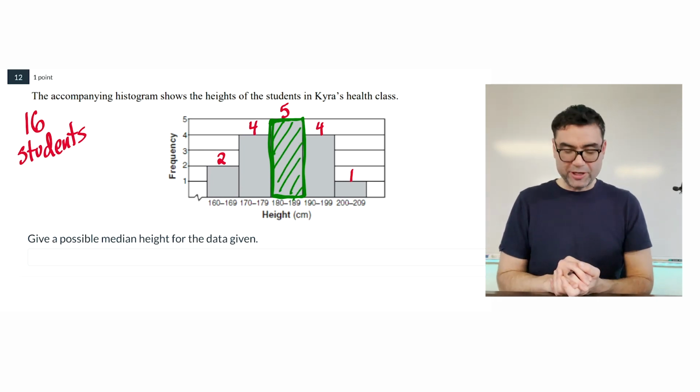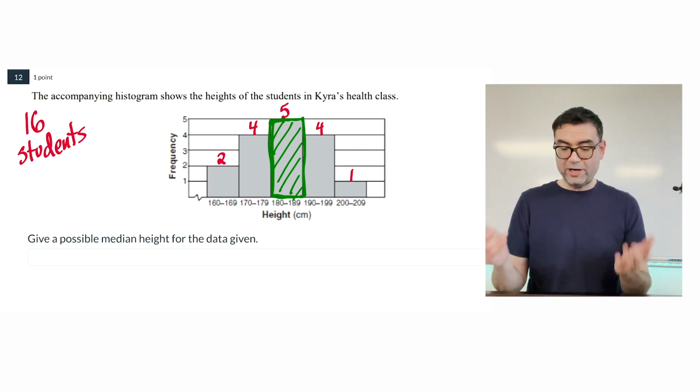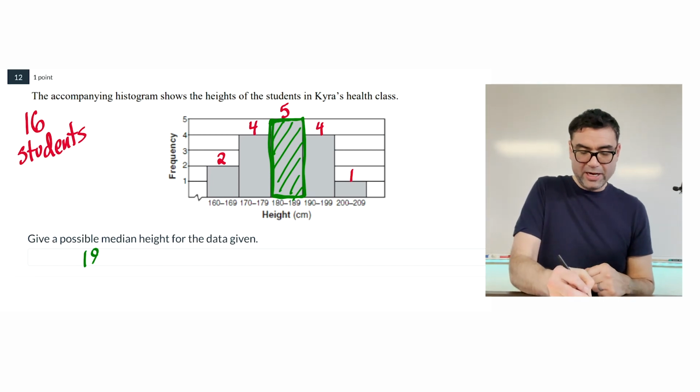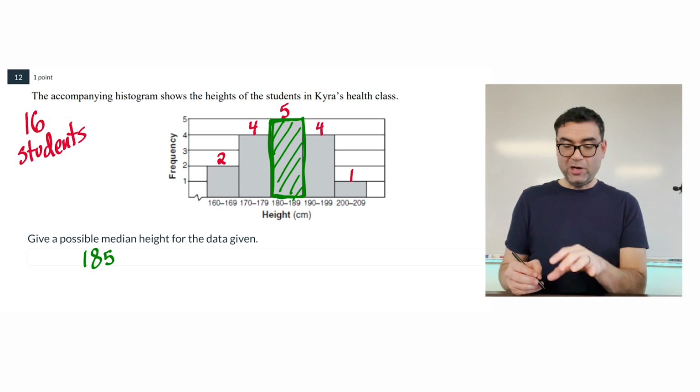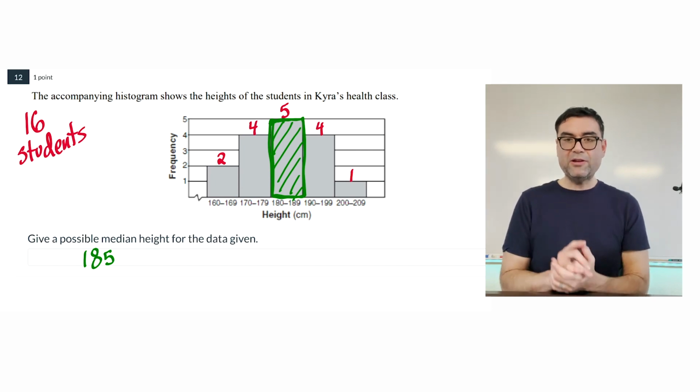Again, kind of an ambiguous question, but it says give a possible median height. It could be any value from 180 to 189 or including them. So I'll just say 185, because I know 185 centimeters is in that bar on my histogram. Any value in that range on that histogram bar is acceptable. All right, well, I hope that helped with looking at these different data representations.